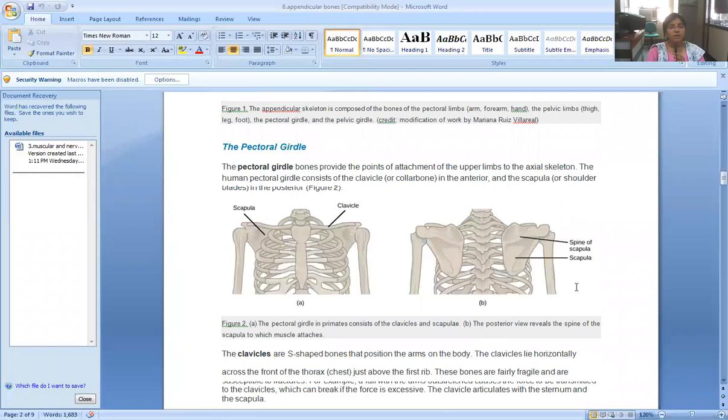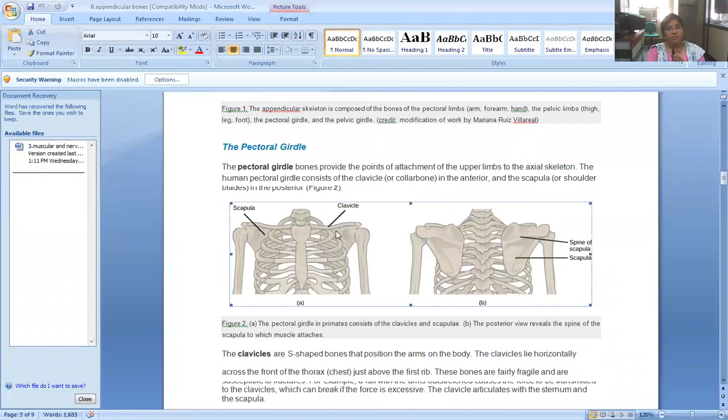The pectoral girdle bones provide the points of attachment of the upper limbs to the axial skeleton. The human pectoral girdle consists of the clavicle or collarbone in the anterior and the scapula or shoulder blade in the posterior. So this is the scapula and this is the clavicle, and this is the spine of the scapula.